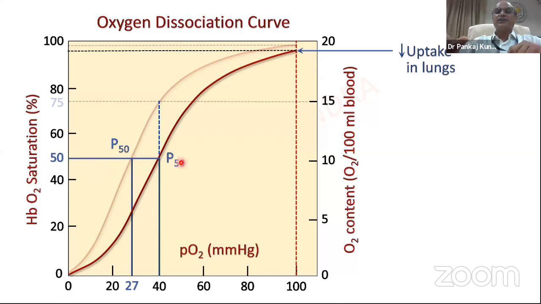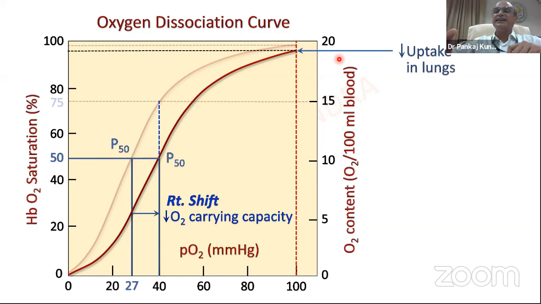So a right shift means that for the hemoglobin to be 50% saturated, where it required only 27 millimeters of mercury of PO2, it now requires 40 millimeters of mercury. So it requires a higher partial pressure for the same saturation to be achieved. So the right shift means that there is a decrease in the oxygen carrying capacity, because the oxygen content has fallen.